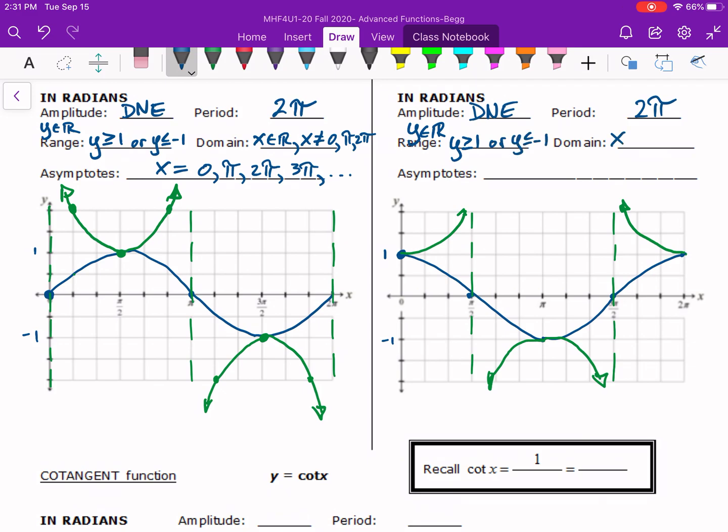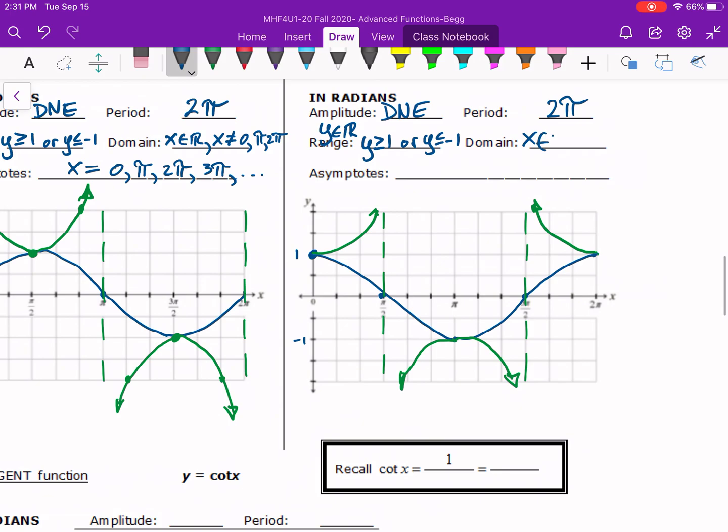The domain, again, is all real numbers except where the asymptotes are, so x cannot equal pi over 2, or 3 pi over 2, or 5 pi over 2, or negative pi over 2, and so on. The asymptotes are just all the places that the domain can't hit.